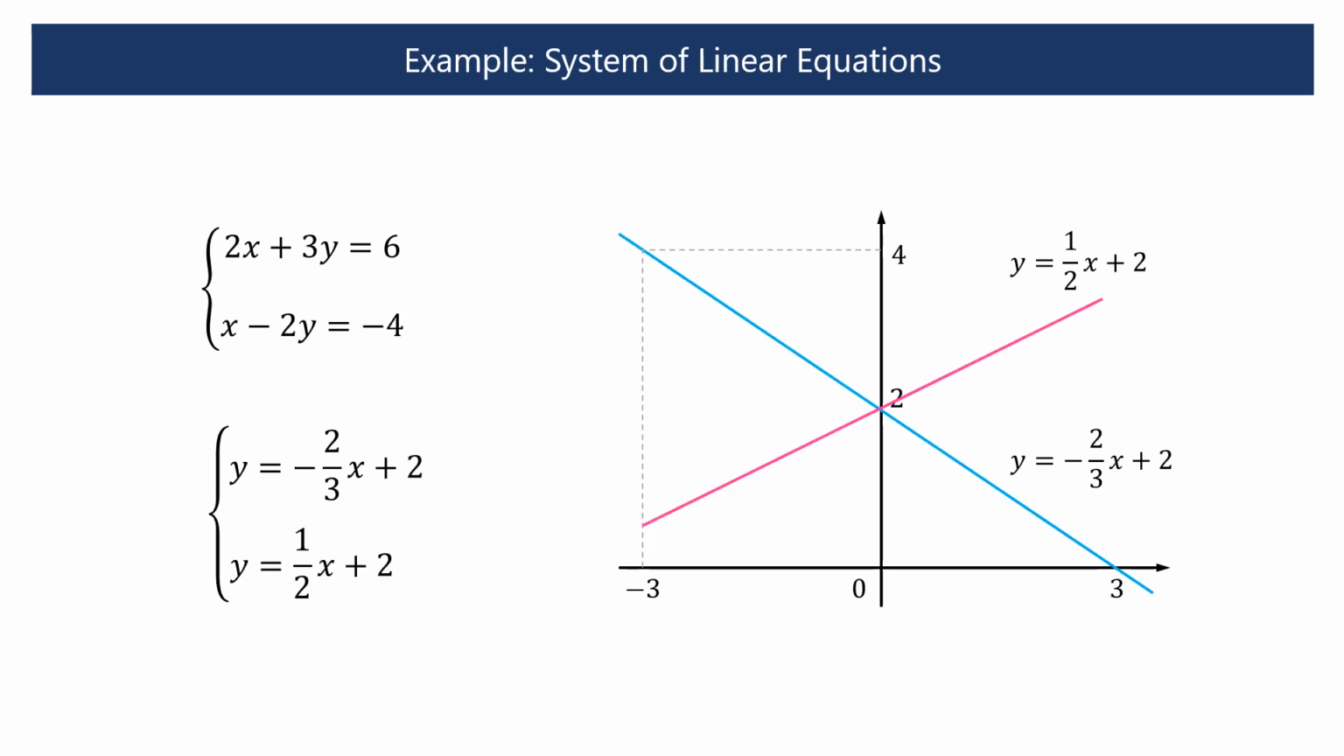As an example, let's consider this system of two linear equations. This system represents two lines in the xy plane. The solution to the system is the point (x, y) where the two lines intersect. These equations can be rewritten in slope-intercept forms. For this system, the solution is x equals 0 and y equals 2, since these values satisfy both equations.